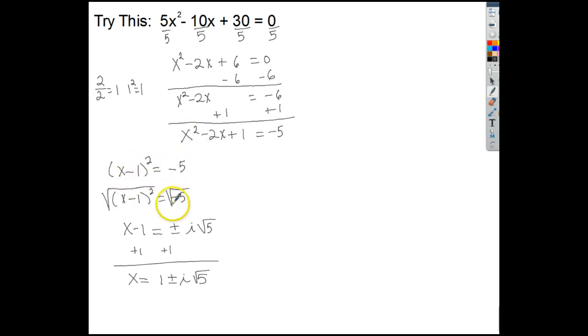Taking the square root of both sides, the square and the square root cancel. We get x minus 1 equals plus or minus. The negative comes out as i. That's the only thing I can do in simplifying this radical, is I can take the negative out as i, and then I get x by itself by adding 1 to both sides. The 1 goes in front of the plus or minus, so we get x equals 1 plus or minus i square root of 5.